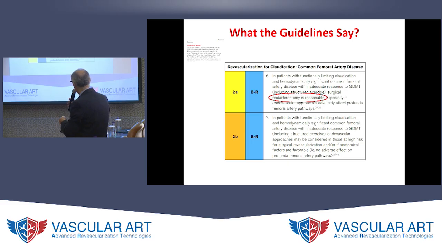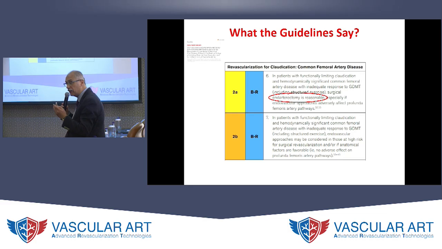Well, the guidelines suggest that in significant common femoral artery disease, particularly when the profunda femoris artery is involved, open surgery in the form of endarterectomy should be offered. They don't say should, they use the word reasonable to offer, particularly if endovascular approaches adversely affect the profunda femoris artery pathway.